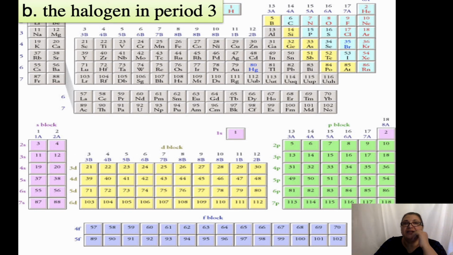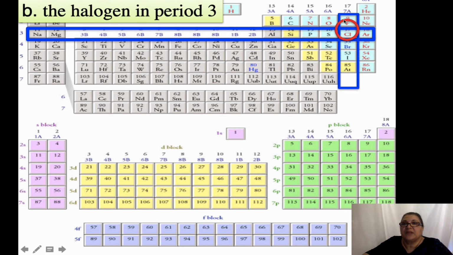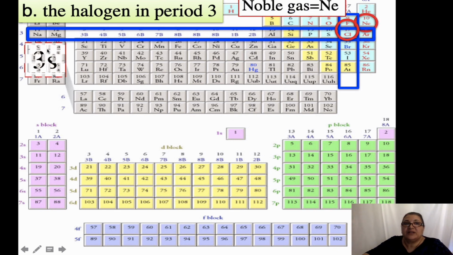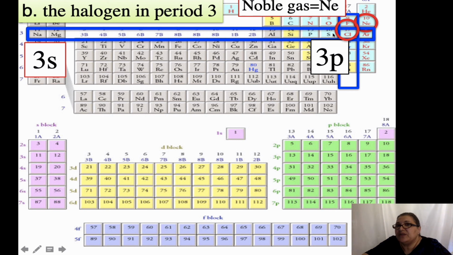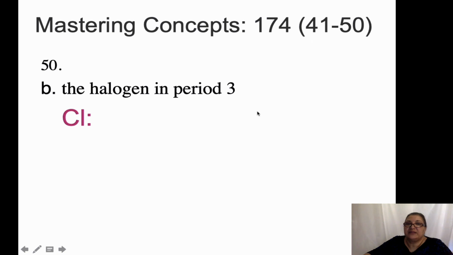Part B is a halogen in period 3. So period 3, and halogen is all the way down here, chlorine. Now of course you have to know from the tables that you colored where halogen is. Okay, so for chlorine, we start with the noble gas right before it, which is neon in brackets, and then we go to 3s2 and 3p, but we count the blocks 1, 2, 3, 4, 5. So 3p5, and then we write it down.